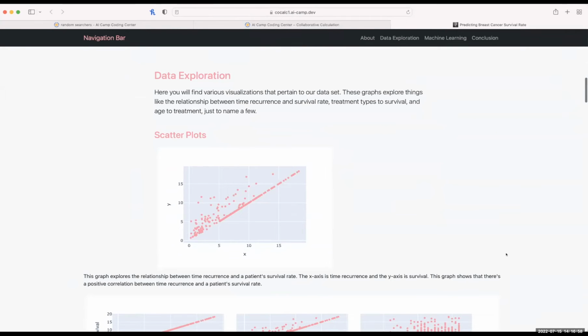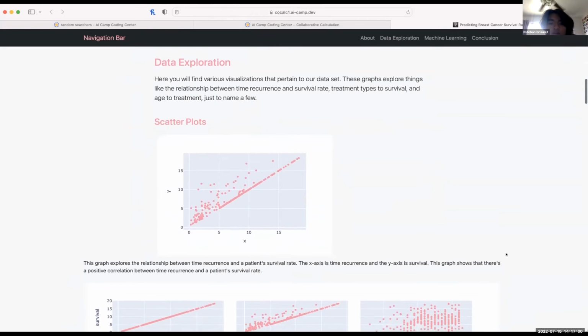Our data exploration. So here you'll find various visualizations that pertain to our data set. These graphs explore things like the relationship between time recurrence and survival rate, treatment types to survival, and age to treatment, just to name a few. Right here we have some scatter plots.